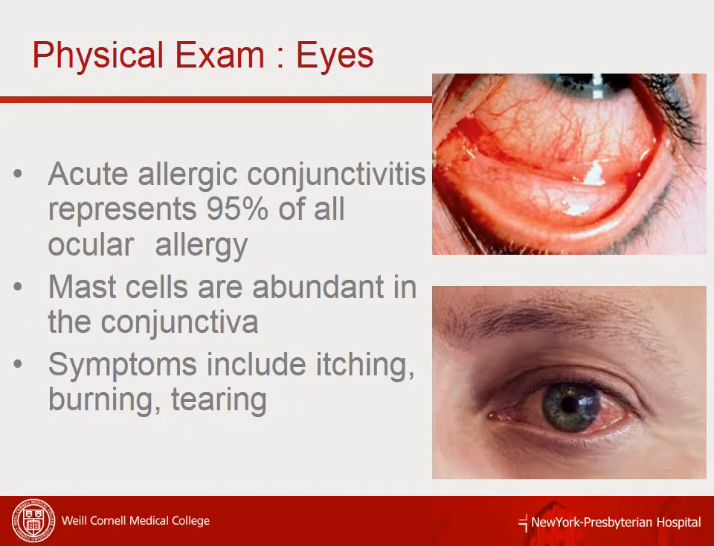Now, the eyes. The vast majority of all allergic eye disease is going to be allergic conjunctivitis. Mast cells are very abundant in the conjunctiva. Typically, this is seen in both eyes. So if a person presents with difficulties in one eye, you have to really keep that differential wide open for other types of conditions. But the symptoms they typically have include itching, burning, and tearing.